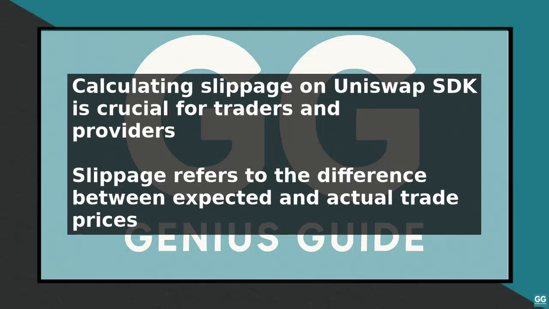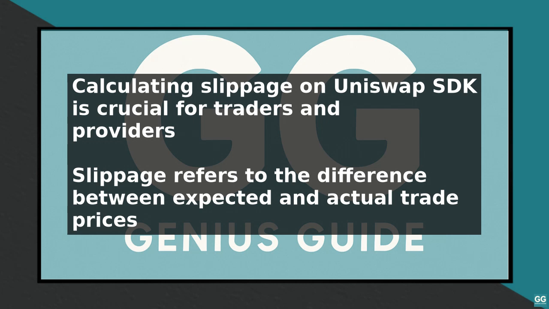Calculating slippage on Uniswap SDK is crucial for traders and liquidity providers to understand the potential impact of their transactions on the market. Slippage refers to the difference between the expected price of a trade and the actual price at which the trade is executed.